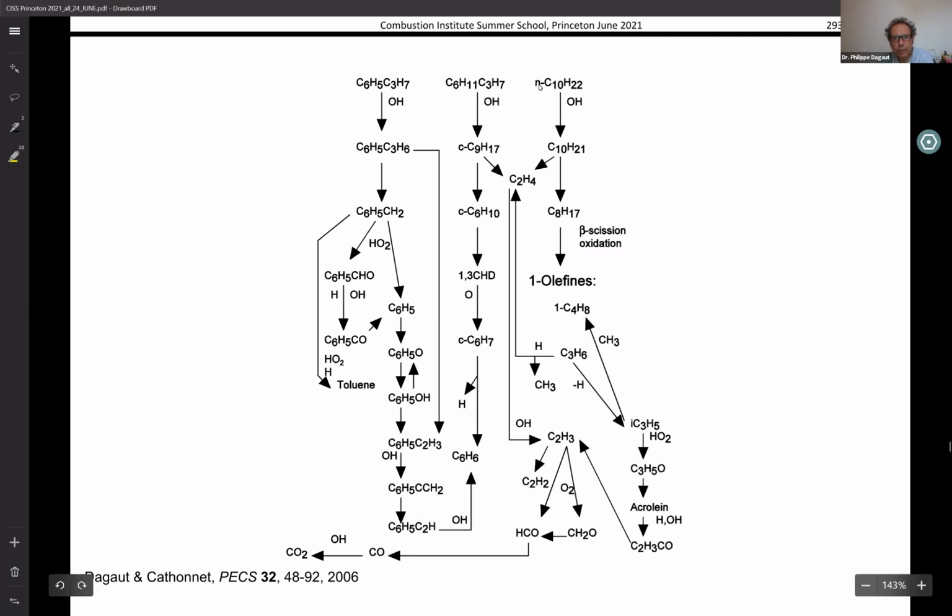And the most reactive component of this fuel mixture, as I said, is normal decane, which reacts with OH from the several decyl radicals that can decompose, forming ethylene and C8 radical. And after beta scission and oxidation, they form mostly 1-olefins, which will react, for example propylene, and form different intermediates, including acrolein, C2H3CO. By decomposition, we get vinyl radicals here, which can undergo H atom abstraction or decomposition to form acetylene, or by oxidation you can get formaldehyde, then HCO and CO, and finally CO2.